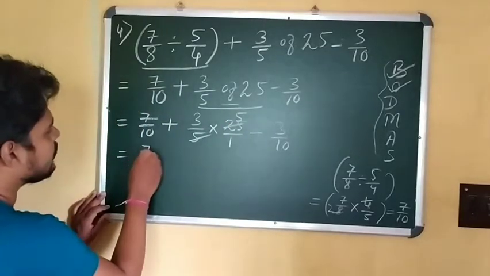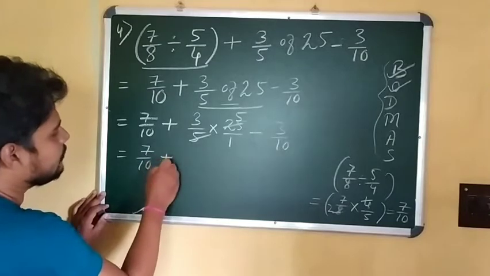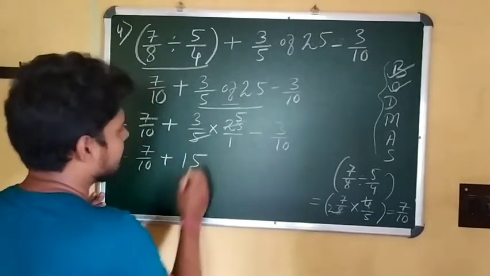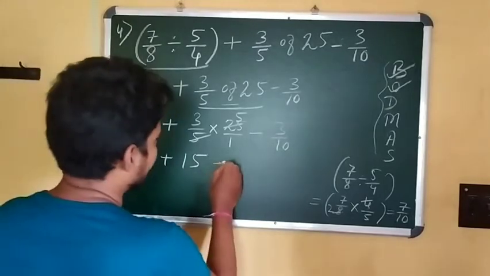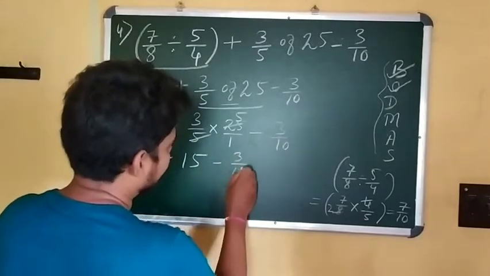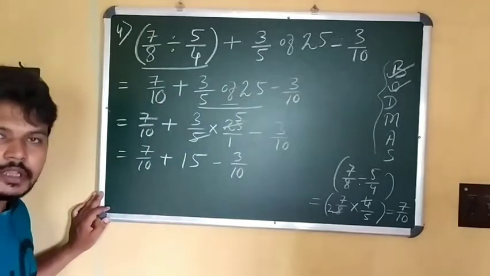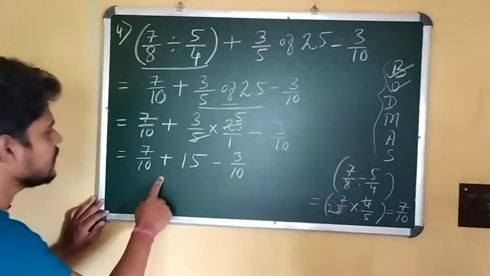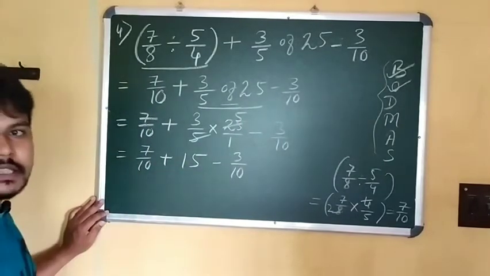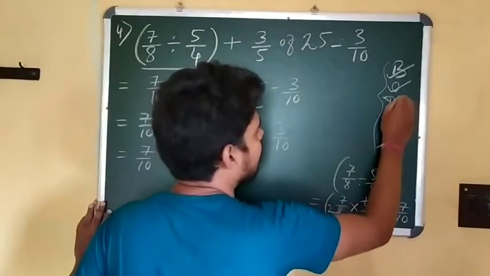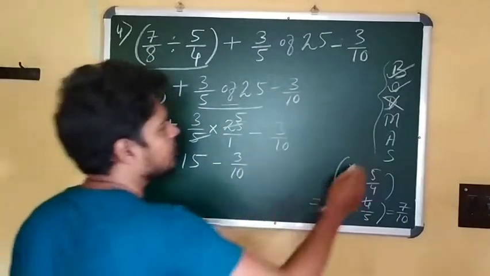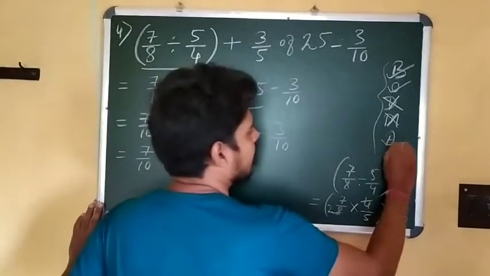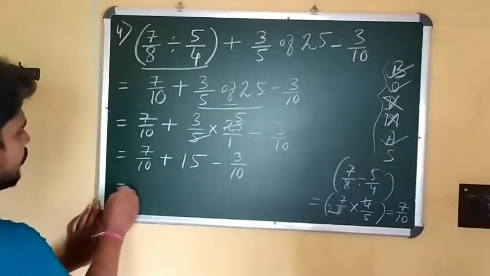Then you have to multiply. That means you write down 7 by 10, give the plus sign. Then you multiply 3 into 5 equals 15. Then you give minus 3 by 10. I hope all of you understood. Then what to do? D for division, but you can see that only plus and minus signs are present, so there is no division and also no multiplication. So now we have to follow the addition.